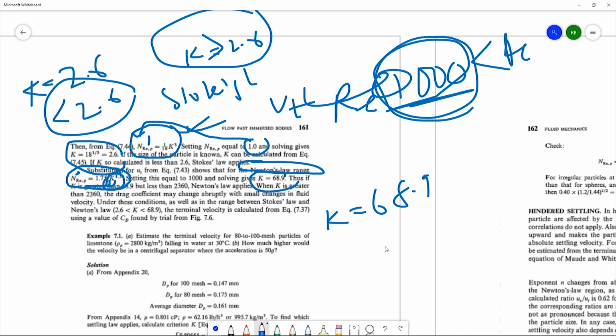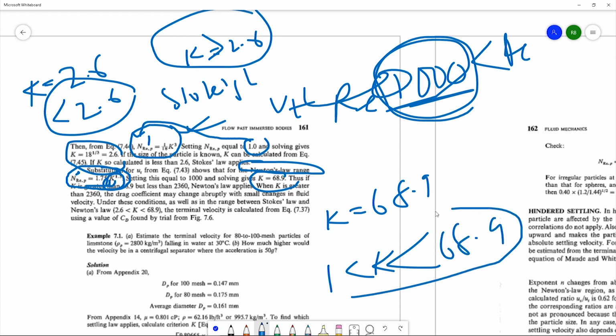If it is greater than 68.9 also, then it is Newton's law regime. However, if K is greater than 1 and less than 68.9, then this is neither Stokes regime nor Newton's law regime. This is the transition regime. So in this case, you have to do trial and error to calculate the drag coefficient. Okay, so we'll see in a while.